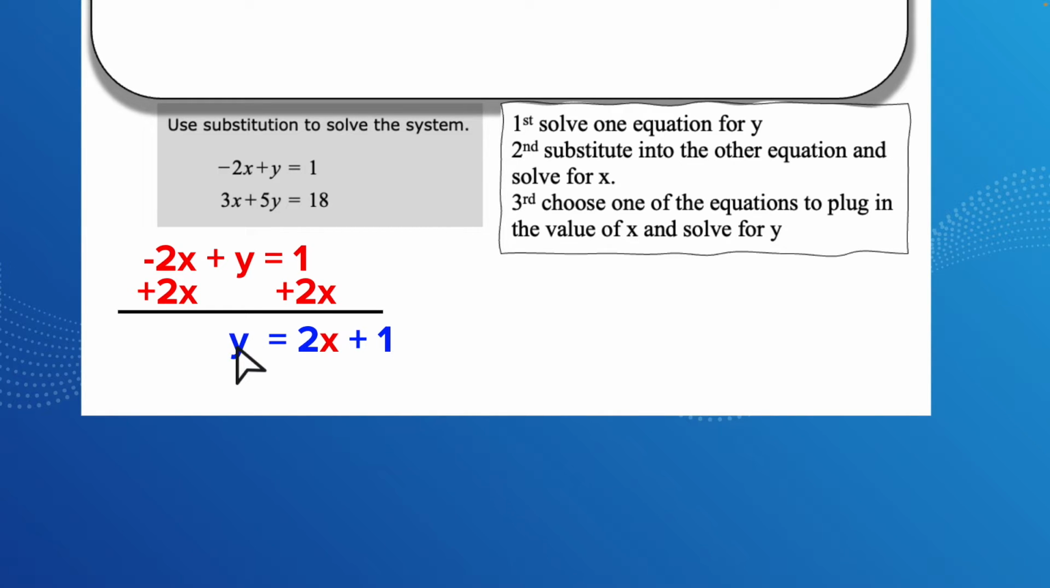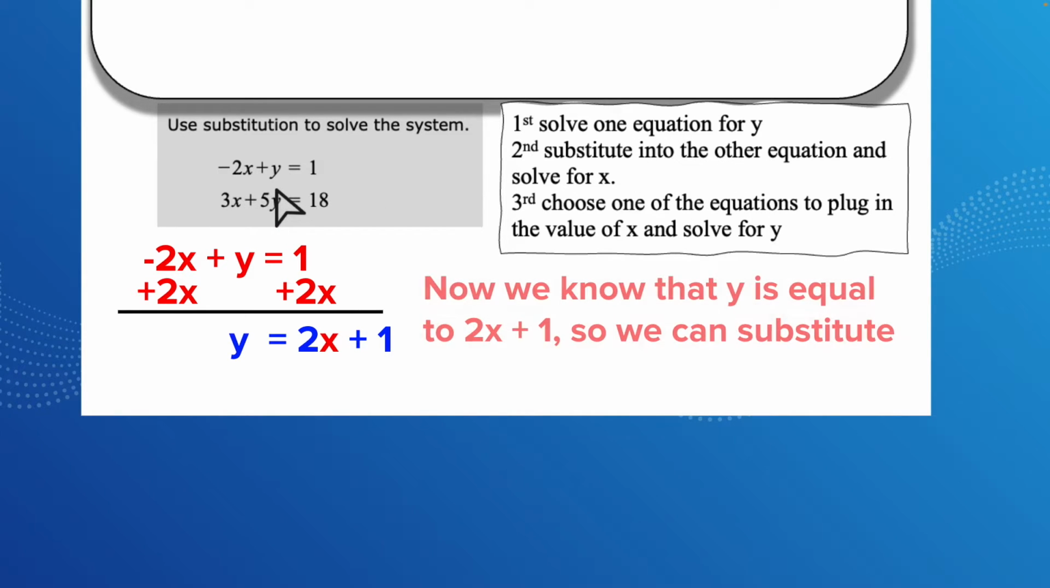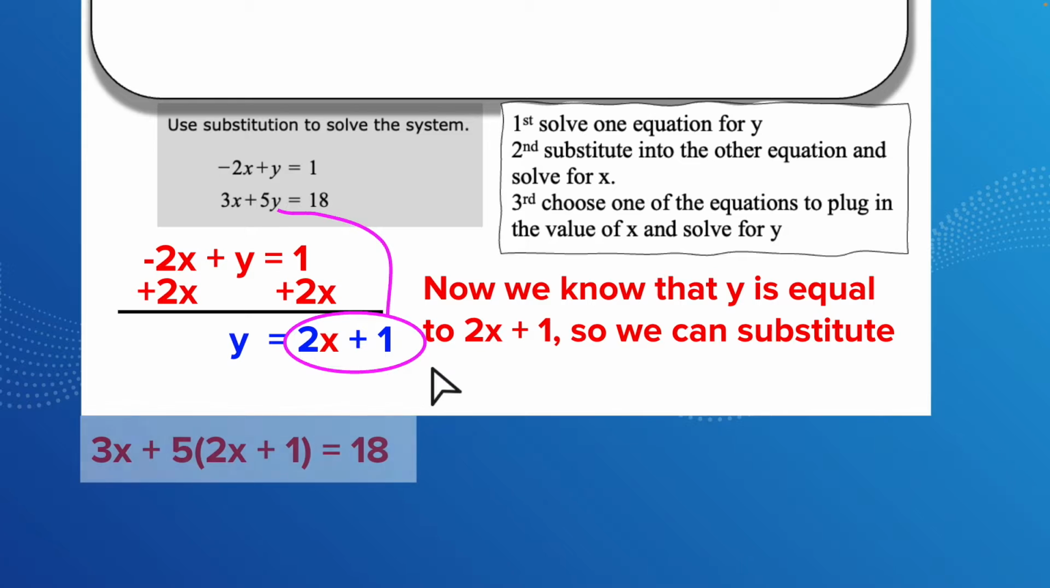So now I can substitute in this equation. Since I know that y equals 2x plus 1, I can change this y into 2x plus 1. It's called substitution. I know y equals 2x plus 1, so I can replace it. So down here I have 3x plus 5 instead of y. I've replaced it with 2x plus 1 equals 18.